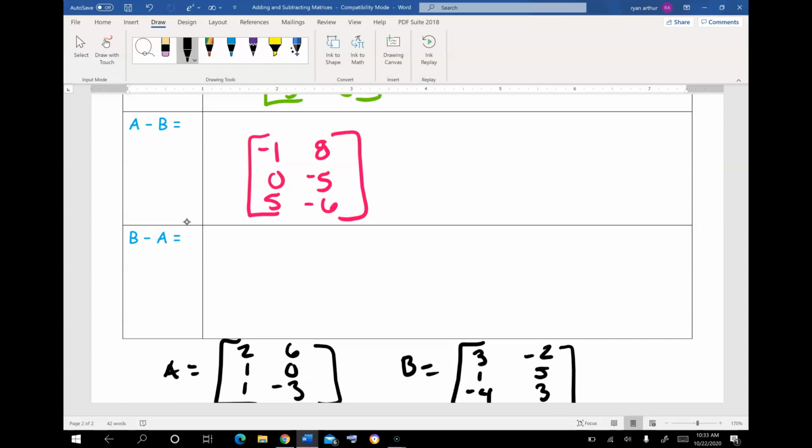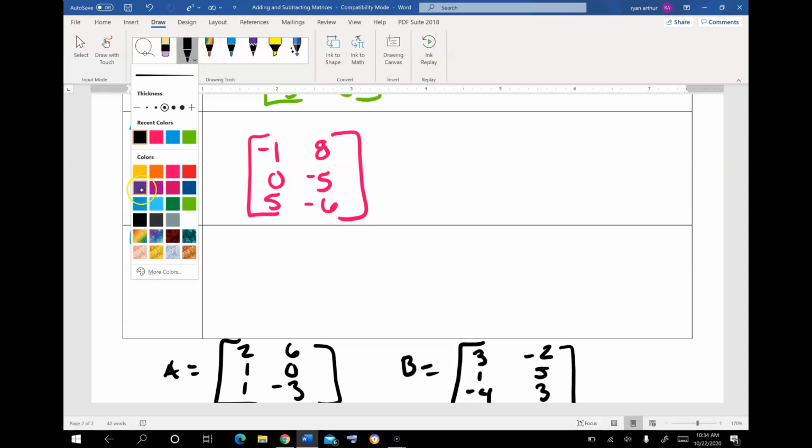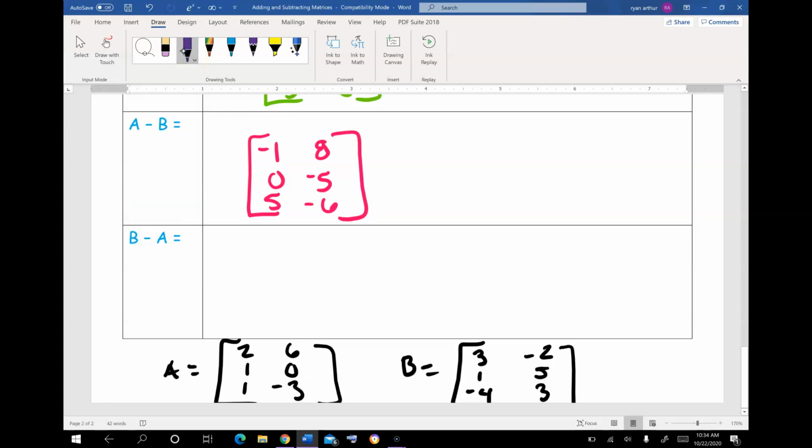Now, pay attention to this one. This one is saying B minus A, okay? So you got to start with B first, okay? And let's actually show our work on this one. So I'm going to say 3 minus 2 is the first one. We're going to have our answer over here. So 3 minus 2 is 1. Then we're going to say negative 2 minus 6. That's going to be negative 8.